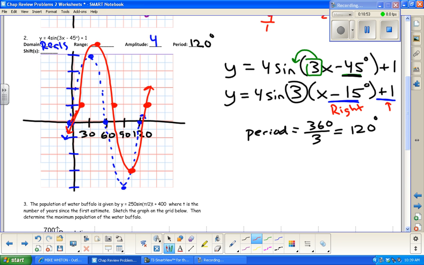Okay. So what was our range here? Normally if the amplitude was 4, it would be -4 to 4, but we had that shift, so those both got 1 bigger. So the lowest this thing ever got was -3, and it actually went up to 5. So -3 ≤ y ≤ 5 for the range.